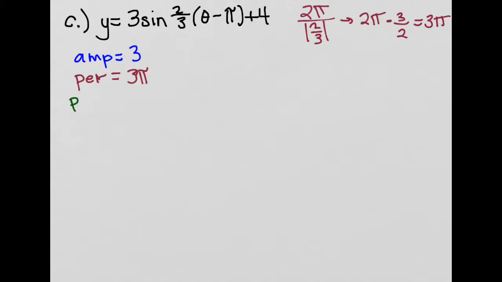Alright, let's look at our phase shift. That is going to come from the number inside the parentheses. It gives us theta minus pi. So our phase shift is going to be positive pi. So we're going to be moving everything to the right pi units. And then lastly, our vertical shift is going to come from the number at the very end, which is 4. So we're going to be moving the graph up 4 units.